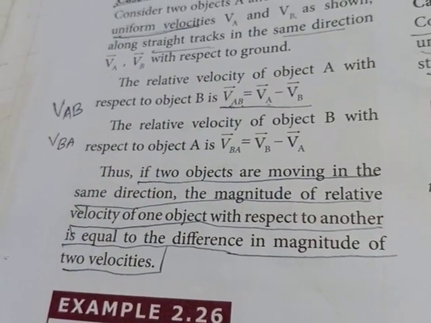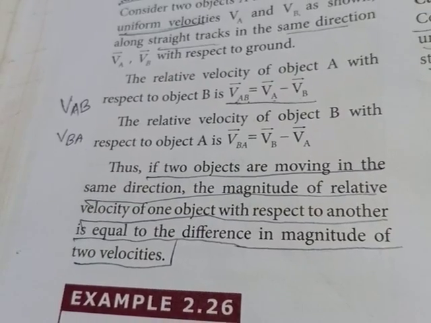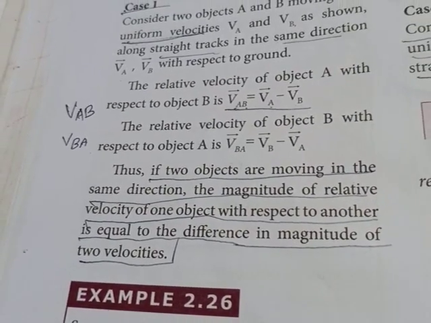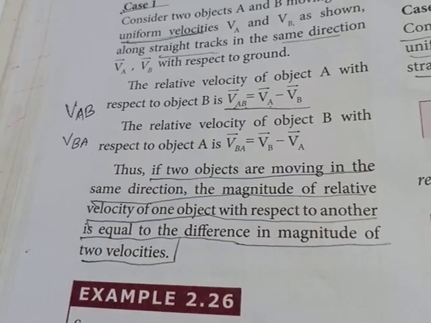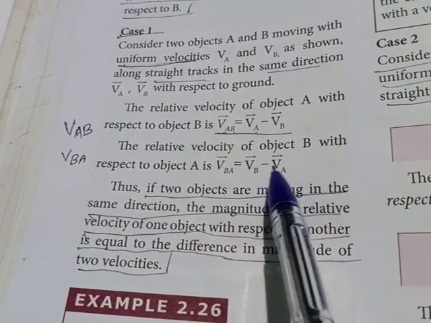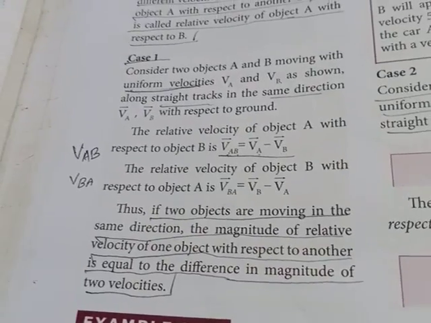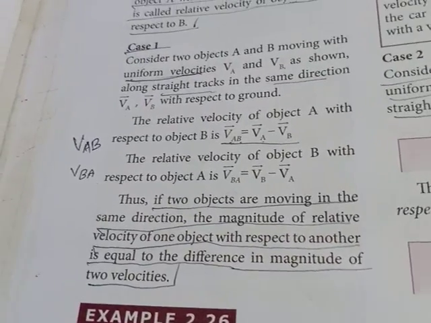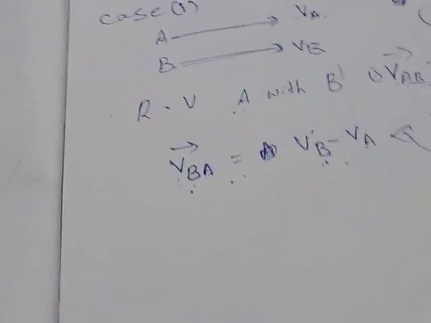So after this you can write this point. If two objects are moving in the same direction, the magnitude of the relative velocity of one object with respect to another object is equal to the difference in magnitude of the two velocities. You see the minus, no? Now let us see the second case. What is the second case?